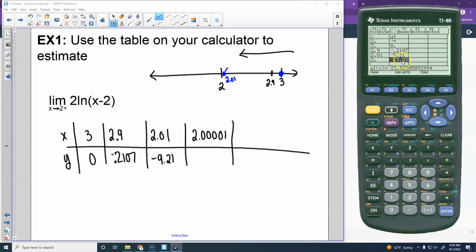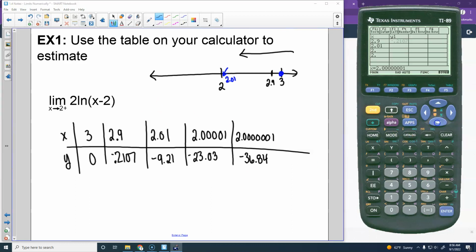Sometimes you also might want to go over here and make sure you don't end up with scientific notation on those. So we get negative 23.03. What would be even closer? More zeros, right? 2.0000001. And now we're getting negative 36.84. Okay, we could keep on going with this if we wanted.